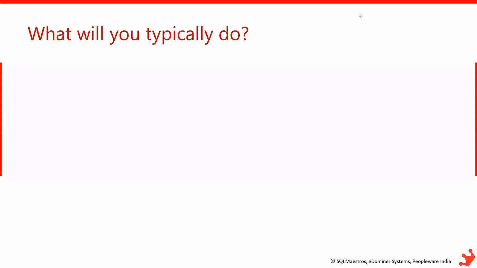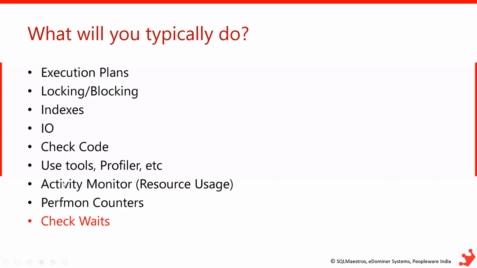Thank you. So I just wanted to hear from you. What are the different things that you do? And all your responses that I see right now is kind of what I expected. So if you just kind of see here, these are the different things that you may probably want to do. Execution plan, check locking, blocking, check indexes, defrag them, rebuild them again.